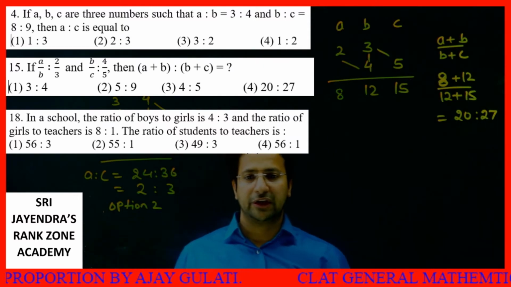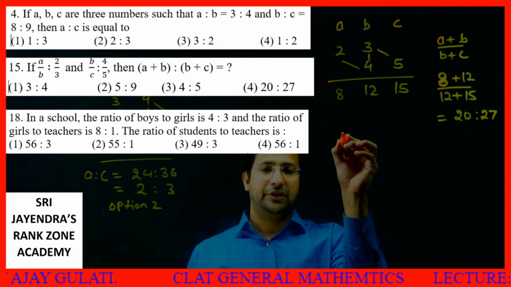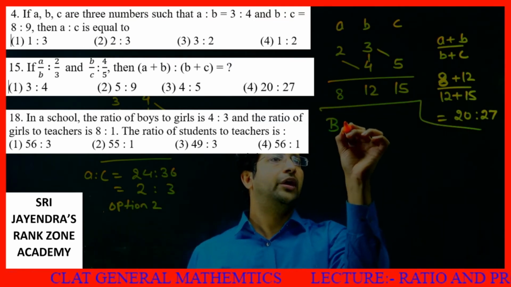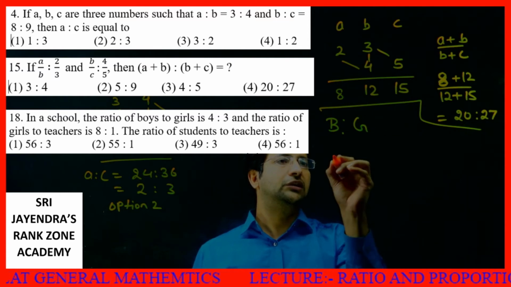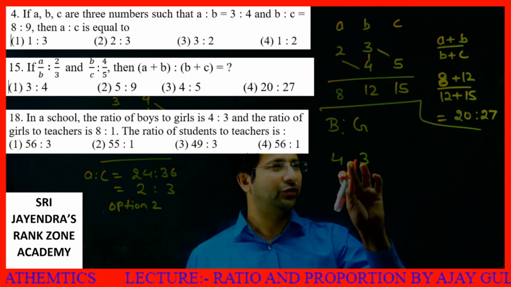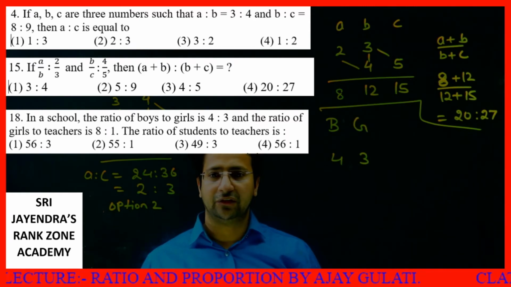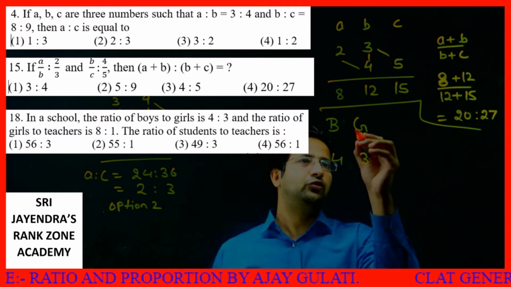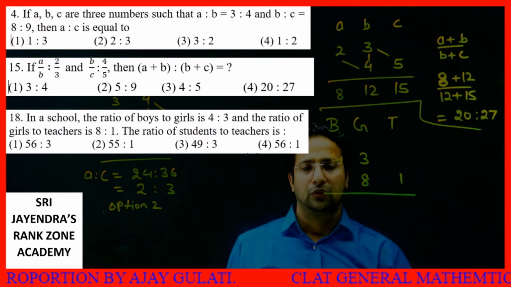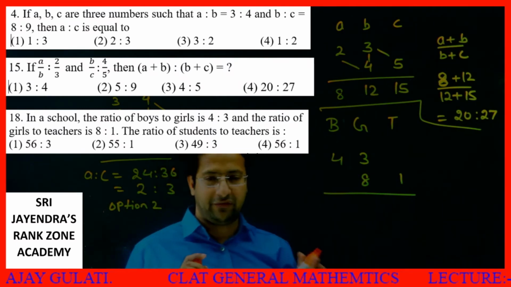In a school, the ratio of boys to girls is 4:3. The ratio of boys to girls is 4:3. Then the ratio of girls to teachers is 8:1. Girls to teachers, this is 8:1. What is asked? The ratio of students to teachers. We will find students to teachers.